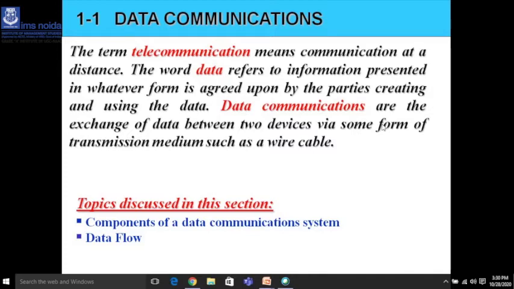The term telecommunication means communication at a distance. The word data refers to information presented in whatever form is agreed upon by the parties creating and using the data. Data communication is the exchange of data between two devices via some form of transmission medium such as wire and cable. If you want to send data from one machine to another machine, how could it be possible? What technology is being used so you can share the information and the data?